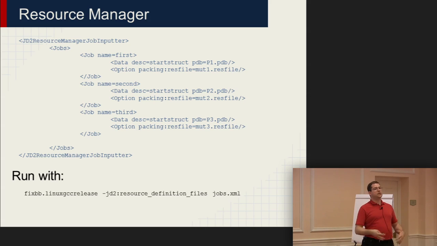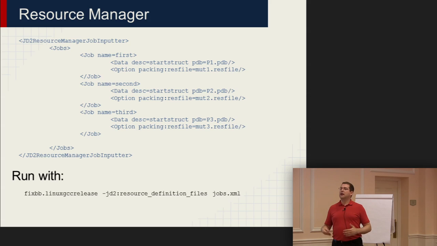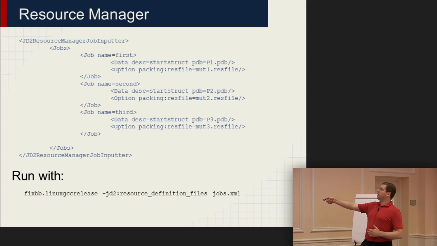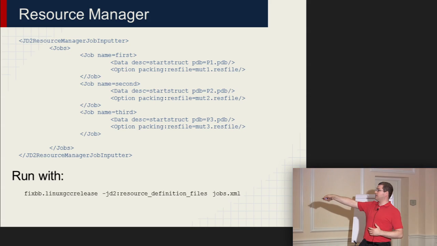Like Rosetta scripts, the resource manager uses XML to represent jobs and how to match up resources and various options with those jobs. Here we have the JD2 resource manager job inputter, which is the outer tag. Within it, we have the jobs tags that list individual jobs, and each of these jobs then has various options. For example, you can give the starting structure for each job, and along with each starting structure, you can specify a particular option. For this particular starting structure, Rosetta will behave as if you passed the flag packing res file equals mute1 res file.